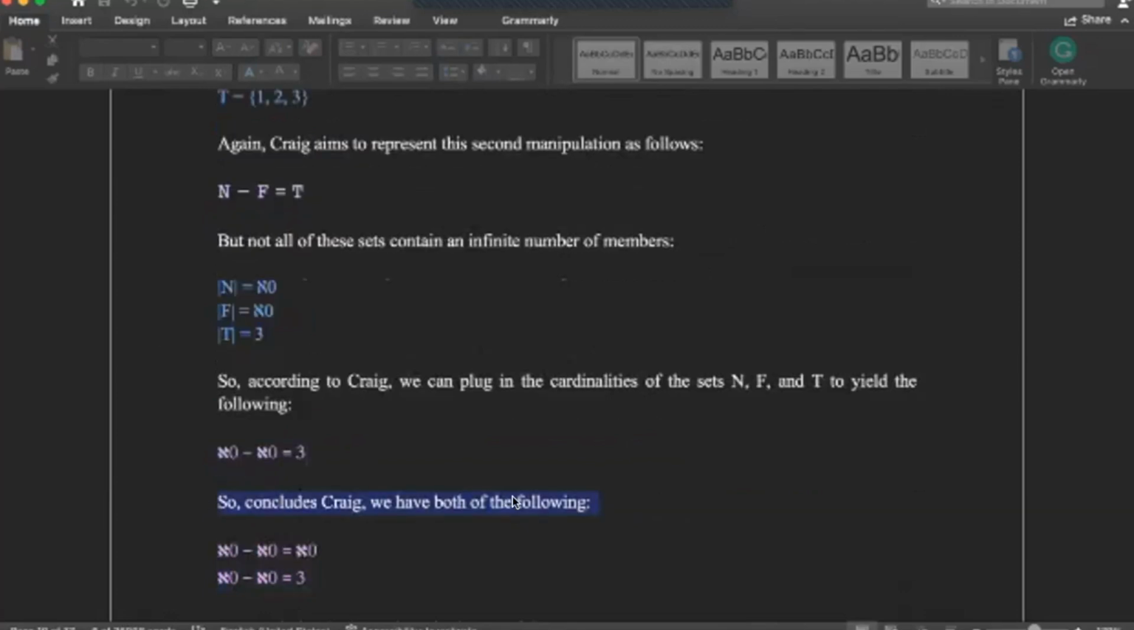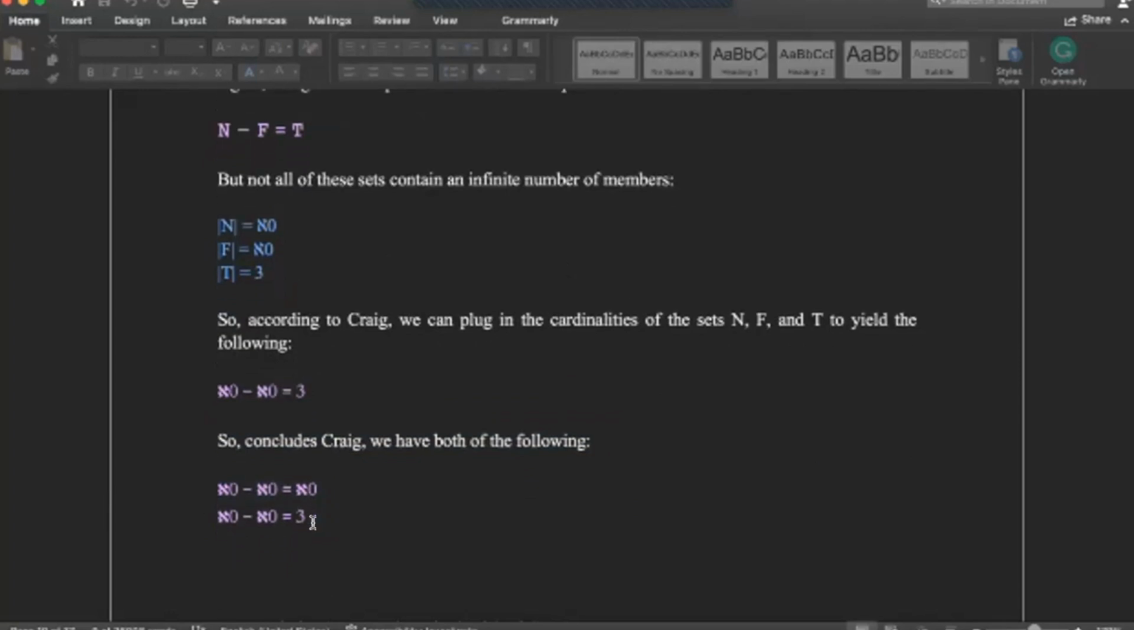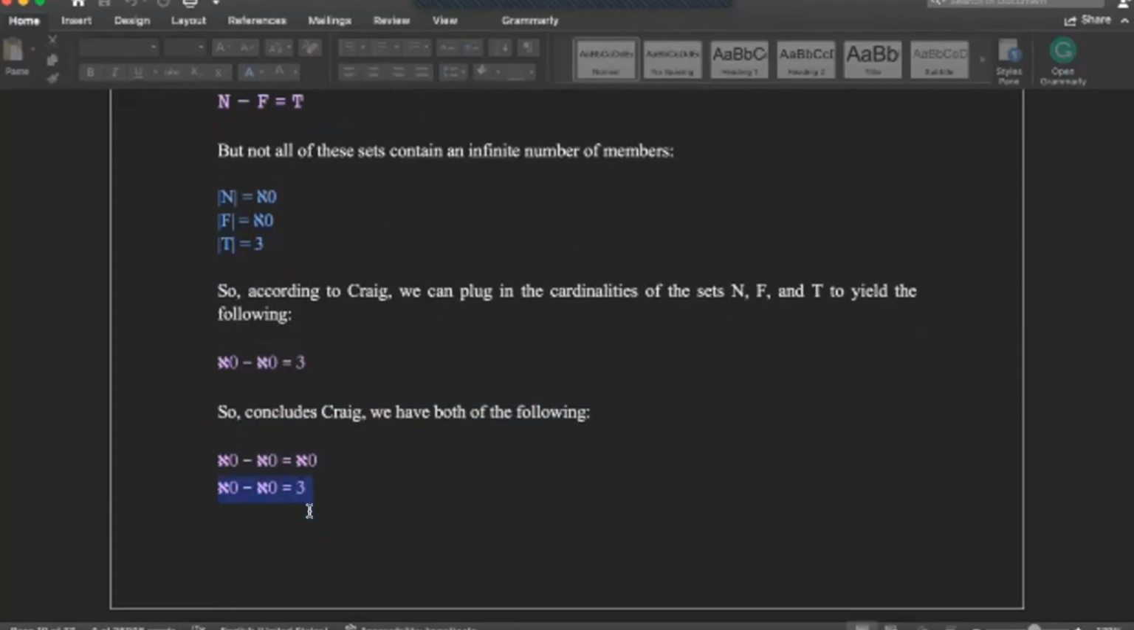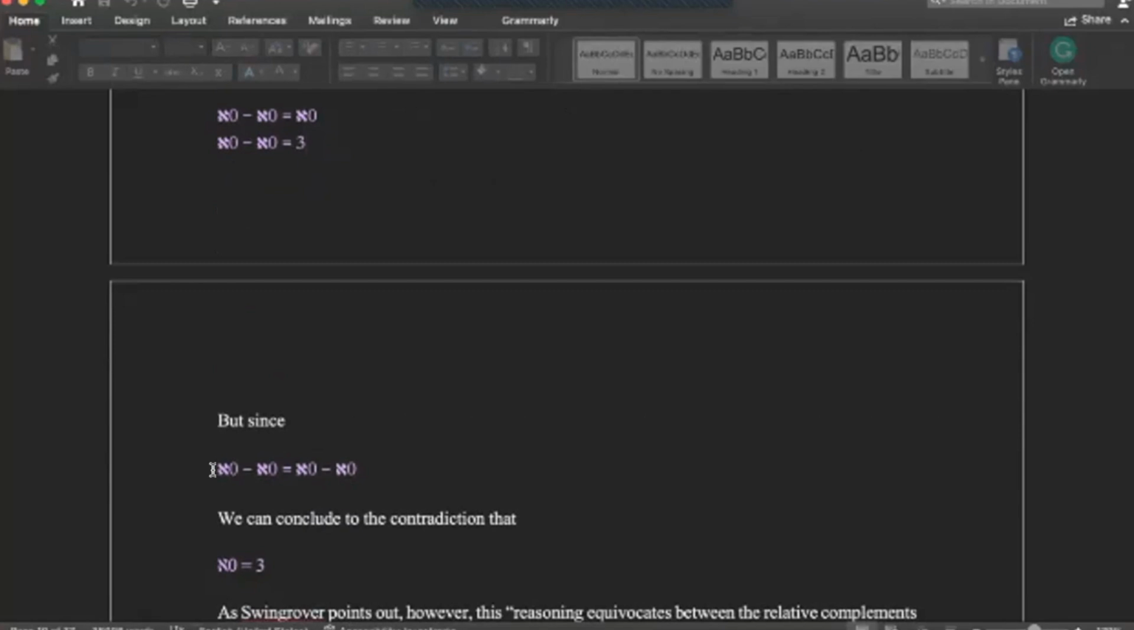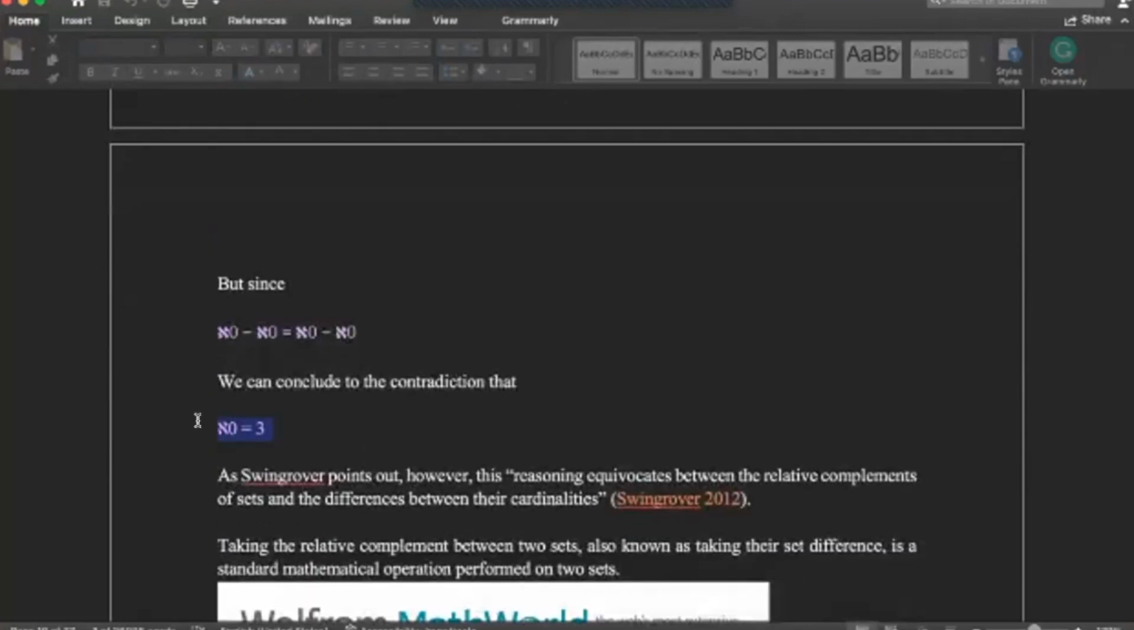So, concludes Craig, we have both of the following. From the first manipulation, we have Aleph null minus Aleph null equals Aleph null, and from the second operation, we have Aleph null minus Aleph null equals 3. But since Aleph null minus Aleph null equals Aleph null minus Aleph null, since these two are identical to one another, we can basically just put the 3 up here. That's the transitivity of equality, in which case we get Aleph null equals 3, which is a contradiction.